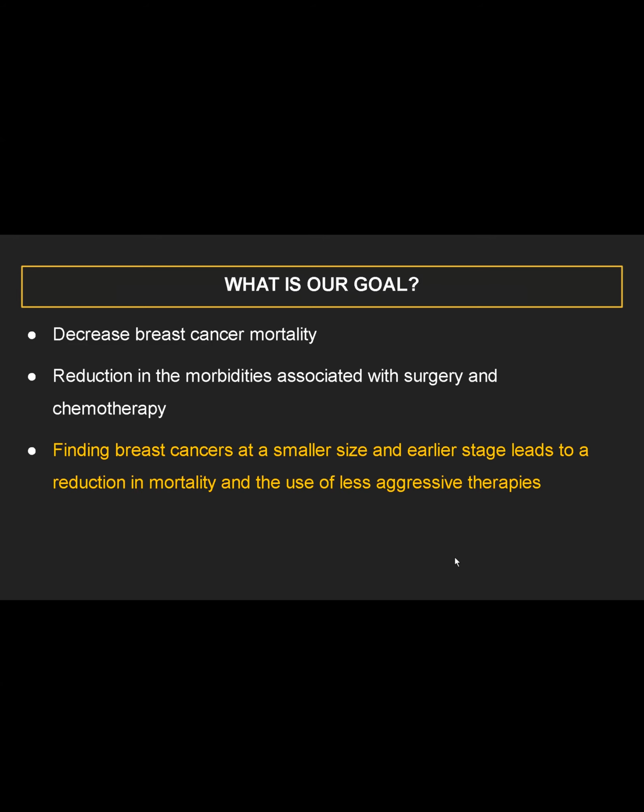So if you can find cancer at an earlier stage, you can reduce the amount of surgery needed, lumpectomy instead of mastectomy, and also in some cases alleviate the need for chemotherapy if you can find breast cancer at its earliest stages.